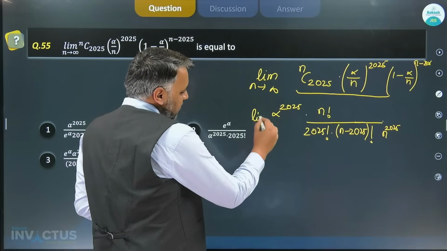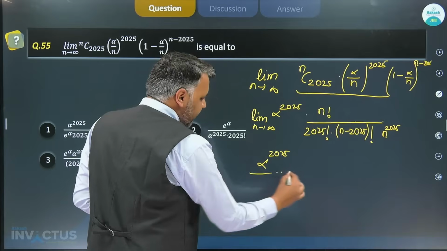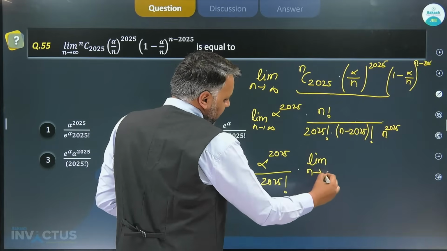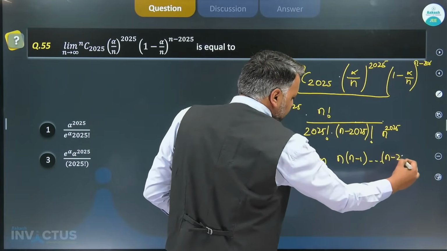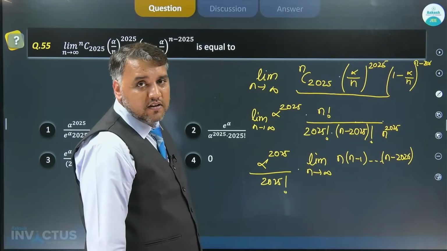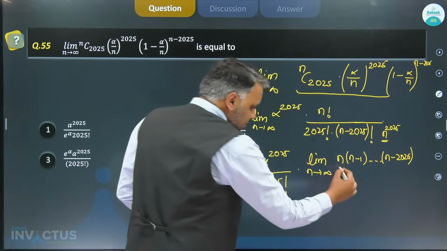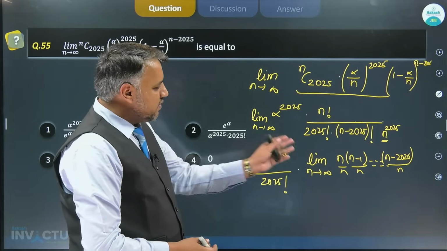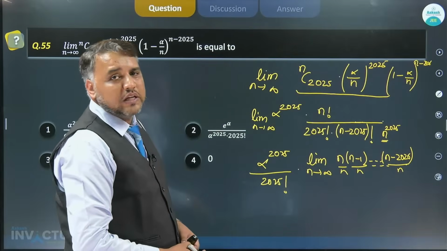So limit n tends to infinity. The constant term is alpha power 2025 divided by 2025 factorial, and limit n tends to infinity. Now divide these two. This will be n minus 1 up to n minus 2026. There are total 2025 terms. So dividing by these 2025 n's, each in this portion, this will be equally distributed. So now these are a finite number of terms. There are only 2025 terms.